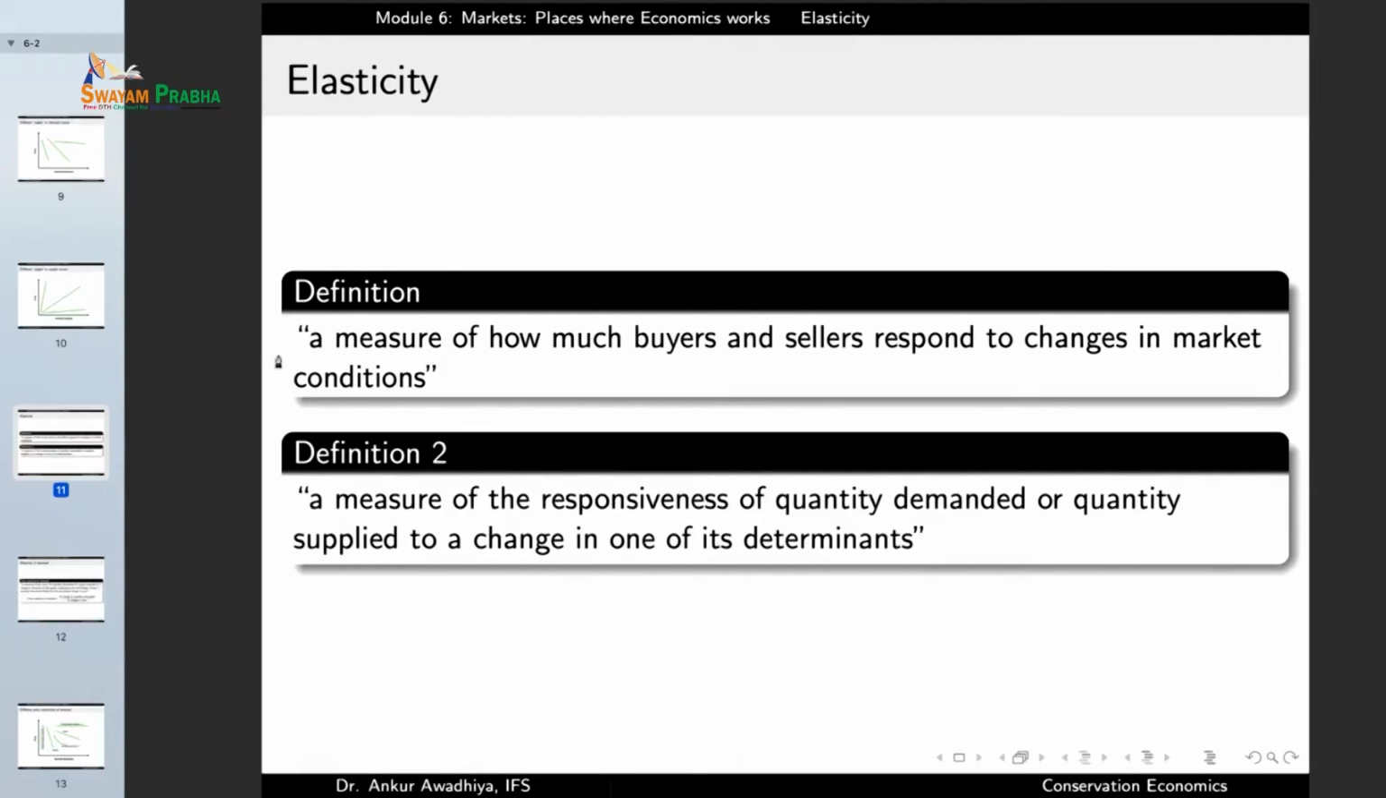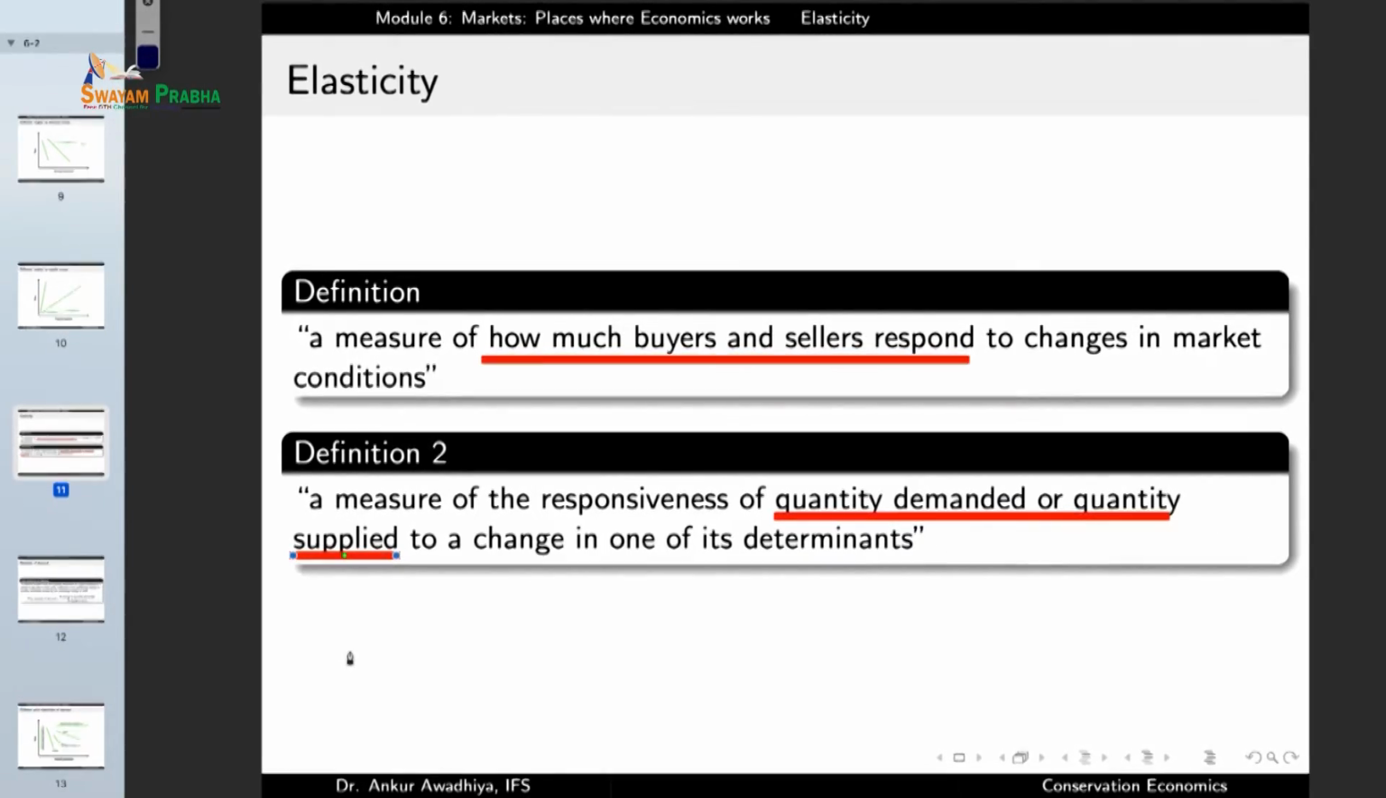So elasticity is a measure of how much buyers and sellers respond to changes in the market conditions. Also, we can define it as a measure of the responsiveness of quantity demanded or quantity supplied to a change in one of its determinants. Now, in the earlier definition, we said how much buyers and sellers respond. This response is seen in terms of how much the quantity demanded or supplied changes. So if there is a response of the buyers, then we will see a change in the quantity demanded. If there is a response in the sellers, we will see a change in the quantity that is supplied.